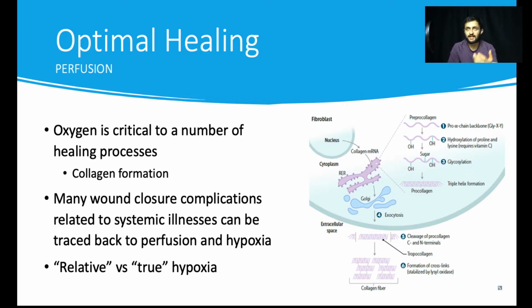Because oxygen is actually a huge component of the immune response. And then it's, of course, necessary for angiogenesis, right? And we'll talk a little bit about a relative and a true hypoxia. Now, many wound closure complications, of course, we can relate them all back to systemic illnesses. And those illnesses can be traced back to, of course, perfusion and hypoxia.